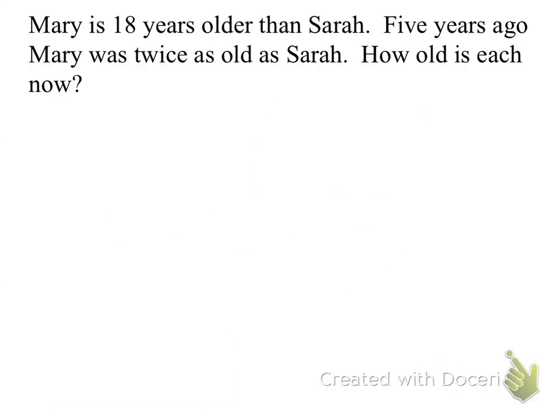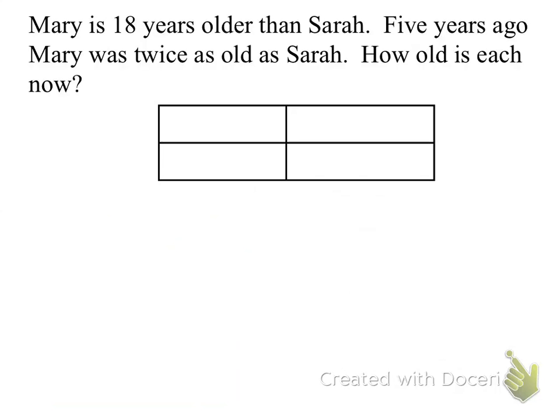So let's try this next one. You want to do it together? Yeah. Okay. Mary is 18 years older than Sarah. 5 years ago, Mary was twice as old as Sarah. How old is each now? Now, how am I going to label this right here?